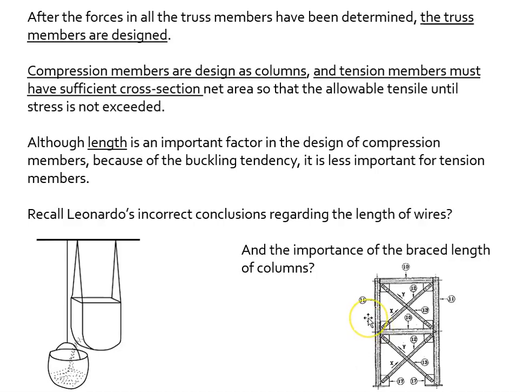That is why the length of a member in compression is very important, just like the length of a column. However, a rope does not care if it's 10 feet or 100 feet or 1,000 feet. It doesn't make a difference to the rope. As long as the weight remains the same, the length of the rope does not matter. The thickness, or the cross section, of the rope does matter. So tensile members can be very long, but they need to have the adequate cross section.